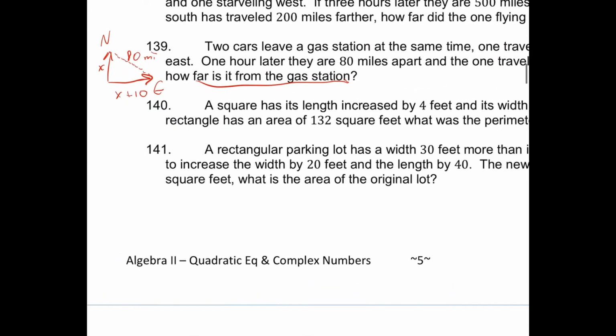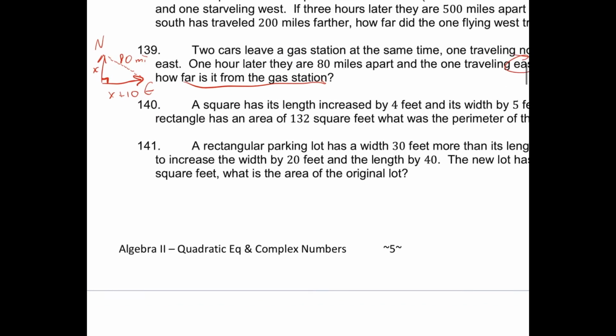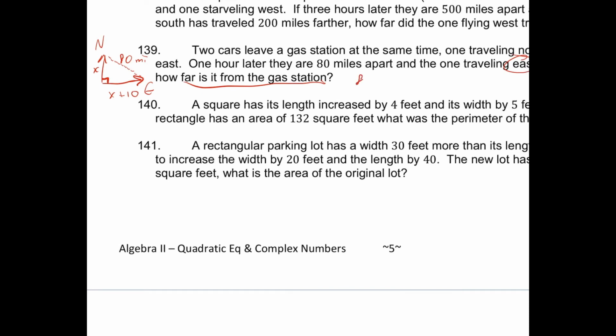Since they're going directly north and directly east, we know the angle that they make is perpendicular, which is 90 degrees. So we know we have a right triangle here, and we can use the Pythagorean theorem to solve this. The hypotenuse squared, which is 80 squared, is equal to side squared, which is x squared, plus the other side squared, which is x plus 10 squared.